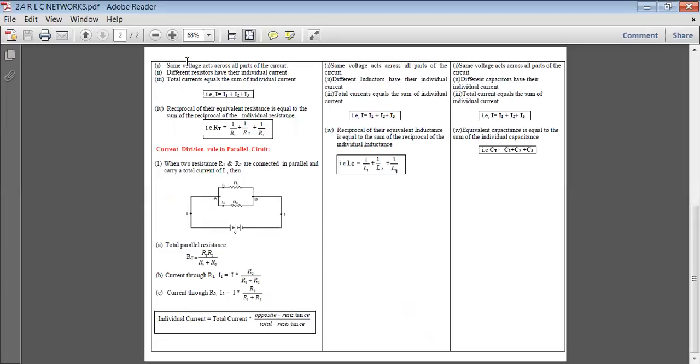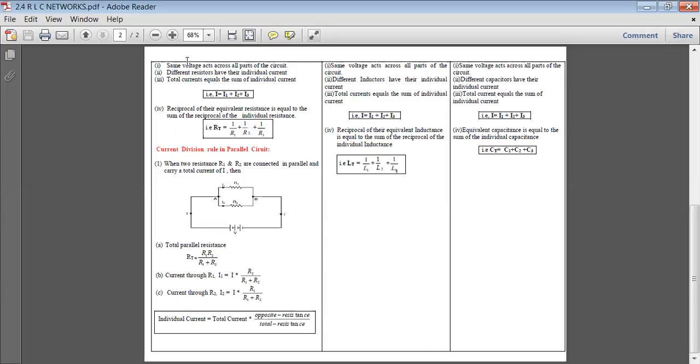Now second point: different resistors have individual currents. What is the current through R1? I1. What is the current through R2? I2. What is the current through R3? I3. Because we got a junction, current is going to divide.